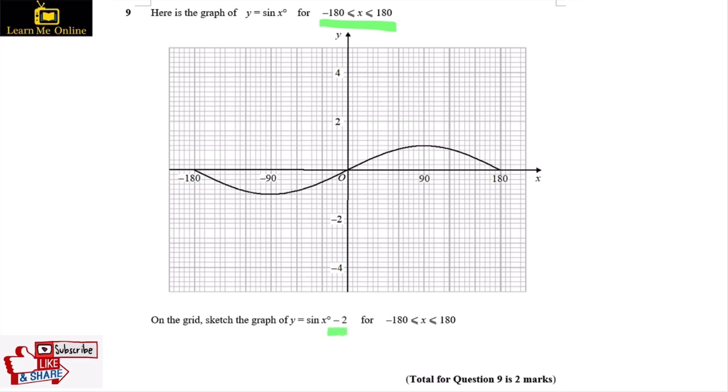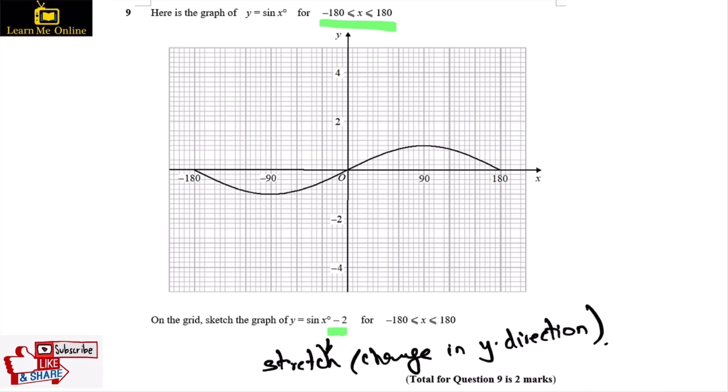Remember that if something is written outside and it's not inside, like the minus 2 here, it means that the change would be in the y-axis. So you can write it down as a change in the y direction. How the change is in the y direction means shifting down by 2. This minus 2 means the y values are going to be translated by minus 2. So each of the y values is going to go down by 2.